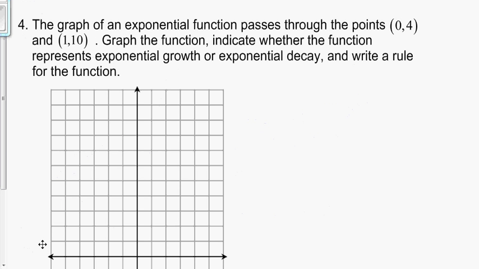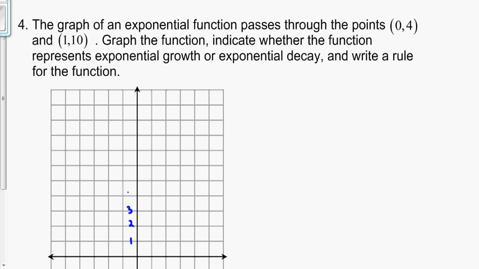One more thing we will look at. We'll graph the function and determine whether it's growth or decay, then write a rule for the function, all from 2 points. Now you've got a problem coming up in an assignment where you're given 2 points, and just from those 2 points alone, we don't know for sure what kind of function it is.